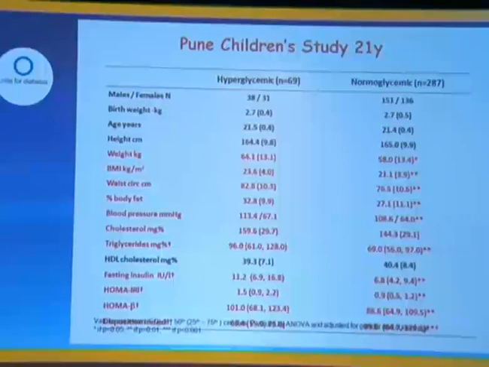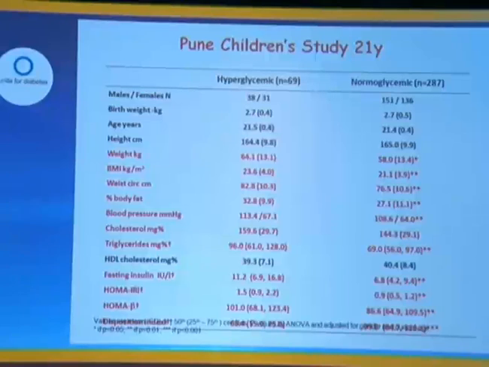And what were the characteristics of those who had high glucose compared to those who had normal glucose? They were heavier, had higher BMI, higher waist circumference, higher body fat, higher blood pressure, higher cholesterol, higher triglycerides. A classic cardiometabolic syndrome.